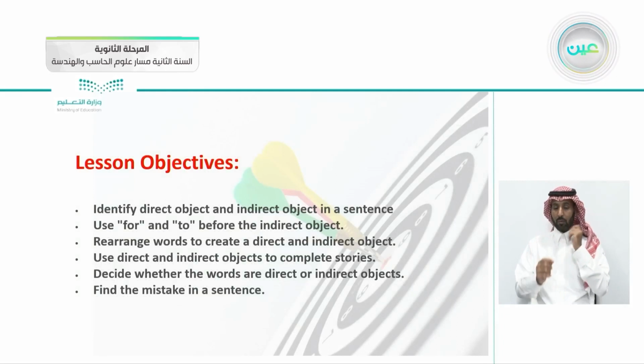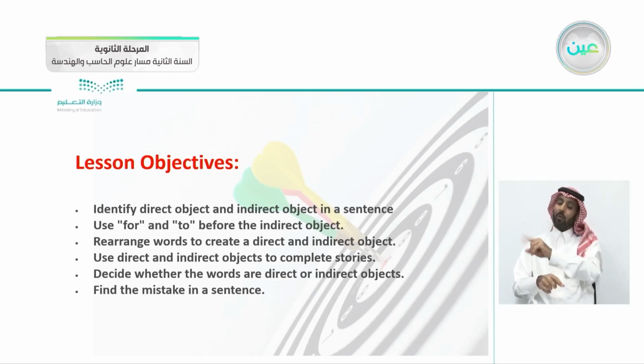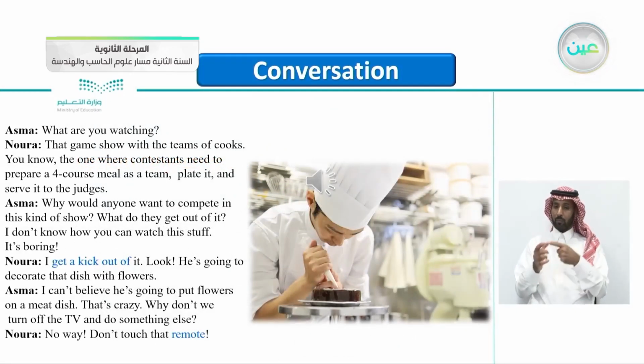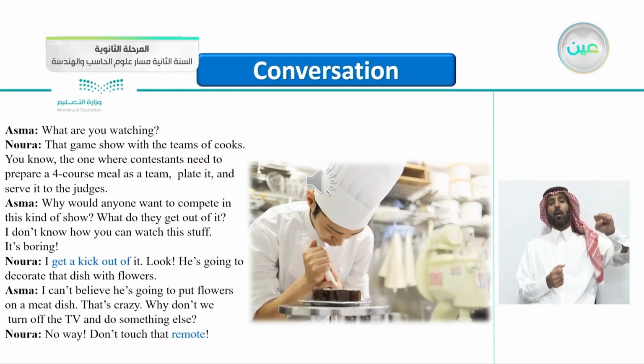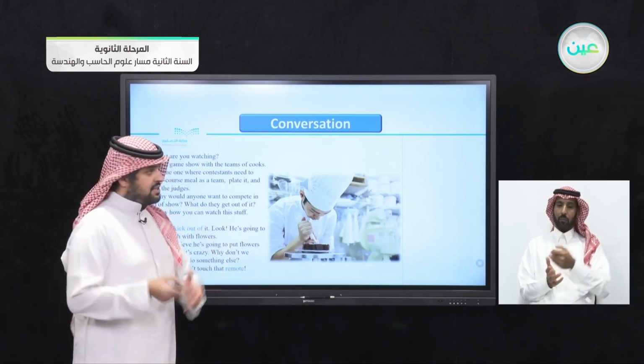So these are today's objectives, the conversation. Identify direct and indirect objects in a sentence. Use for and to before the indirect object. Rearrange words to create direct and indirect objects. So they are similar objectives as the grammar. So let's continue here with the conversation between Asma and Noura. Let's listen and pay attention to the direct and indirect objects, for and to and etc. Let's listen.